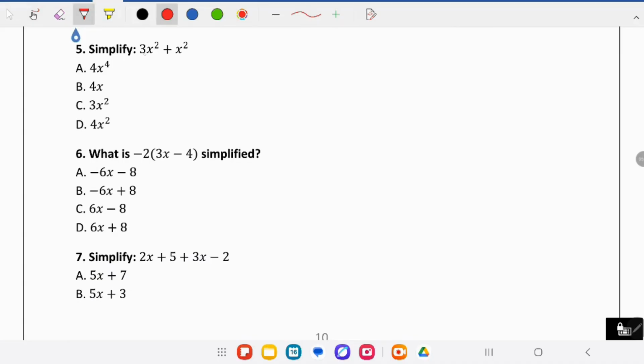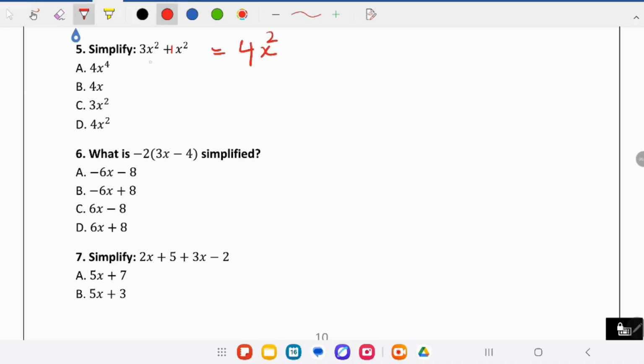Now 3x square plus 1x square. If there is no coefficient before any letter, there is always 1. So 3 plus 1 is 4 and x square as it is.